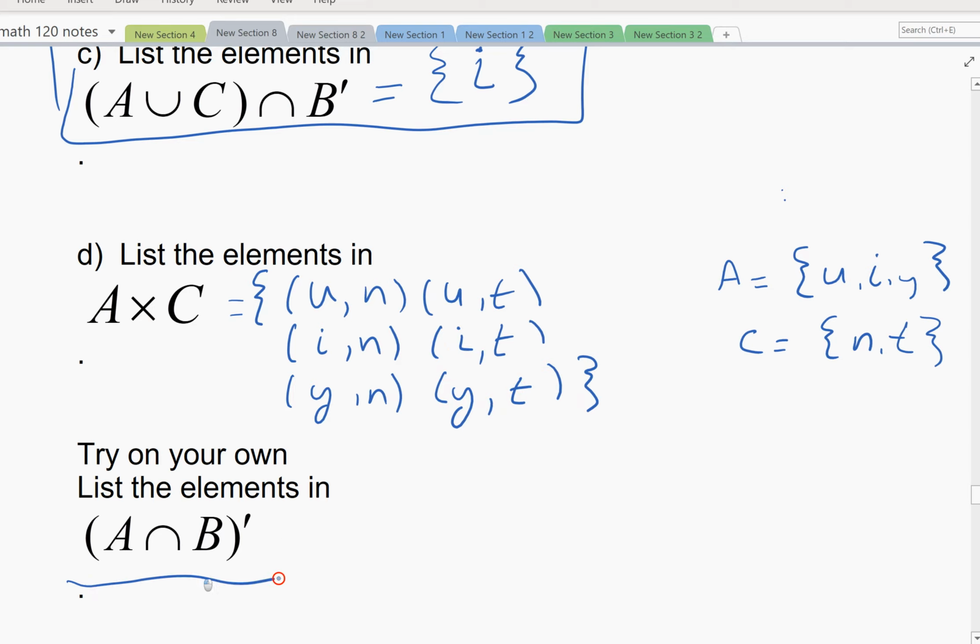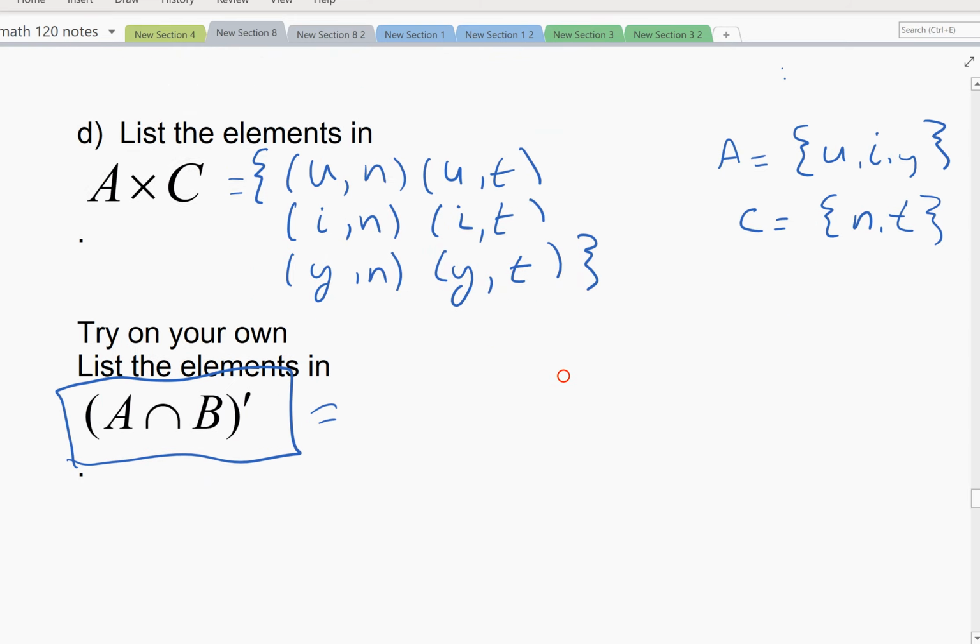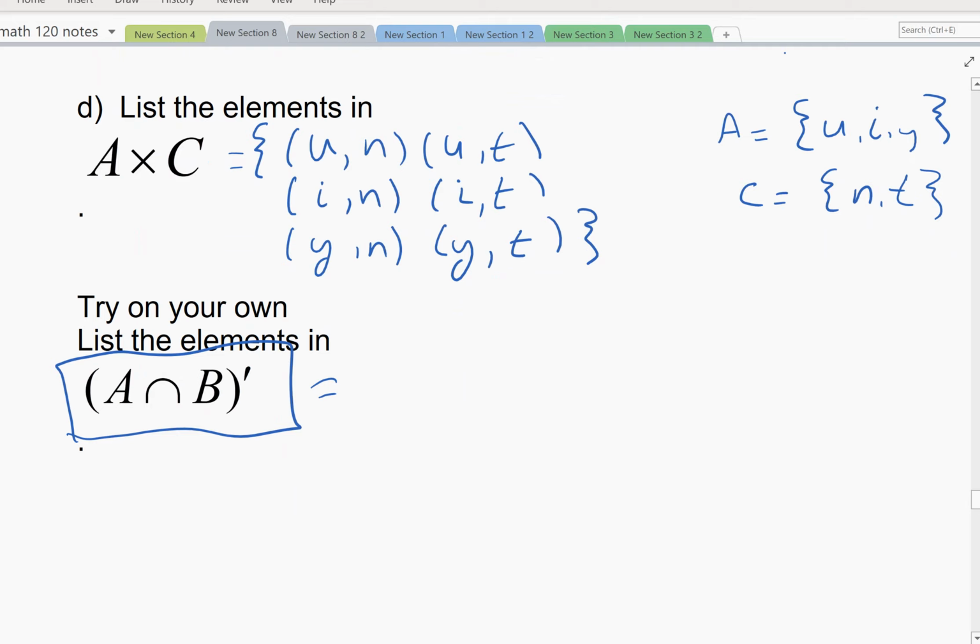So last one's try it on your own, so try to find this on your own. So again, I'm going to help you out. I'm going to start out with the meaning of it, and then you'll go through and do this on your own, and later I'll post the answer.